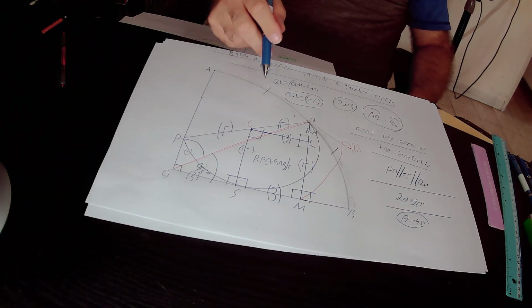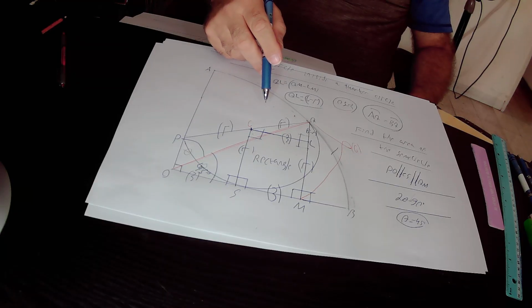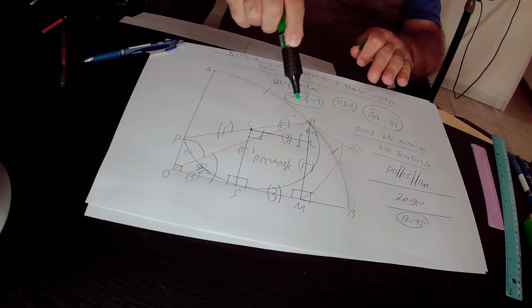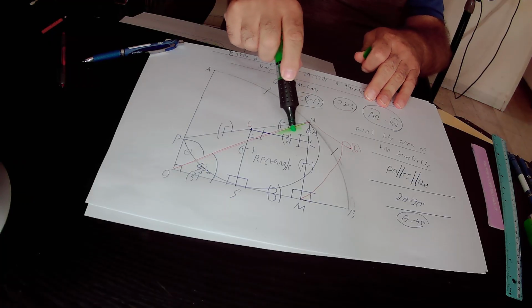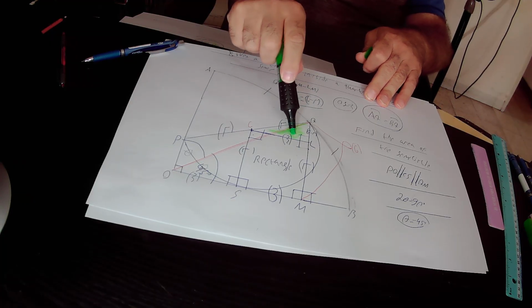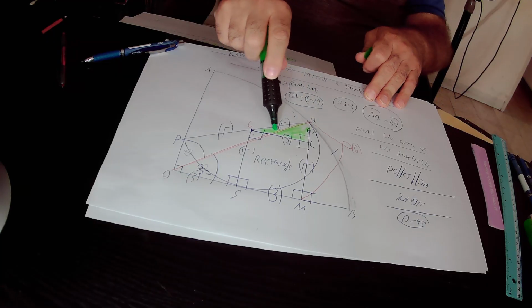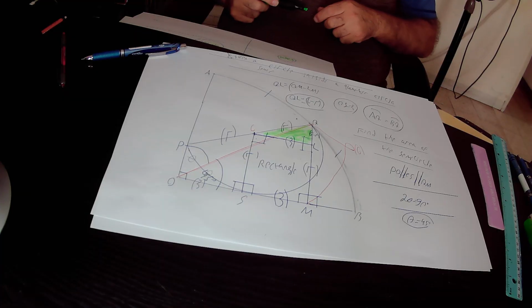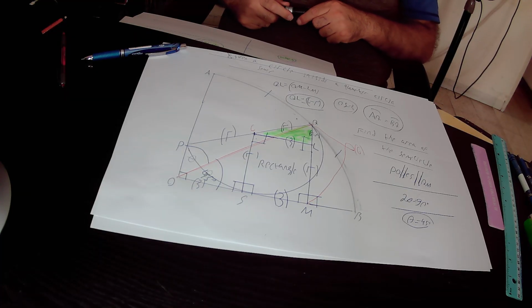The next step is to take this right triangle CQL to a new page, and we apply the Pythagoras theorem to this right triangle. According to the Pythagoras theorem, in a right triangle, the square of the hypotenuse equals the sum of the squares of the perpendiculars.